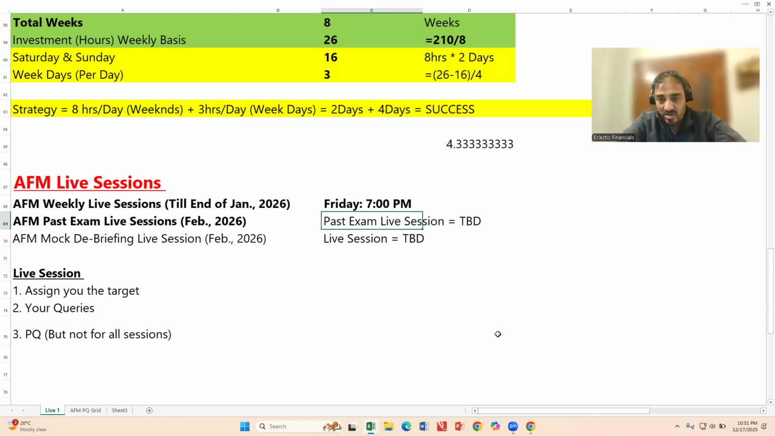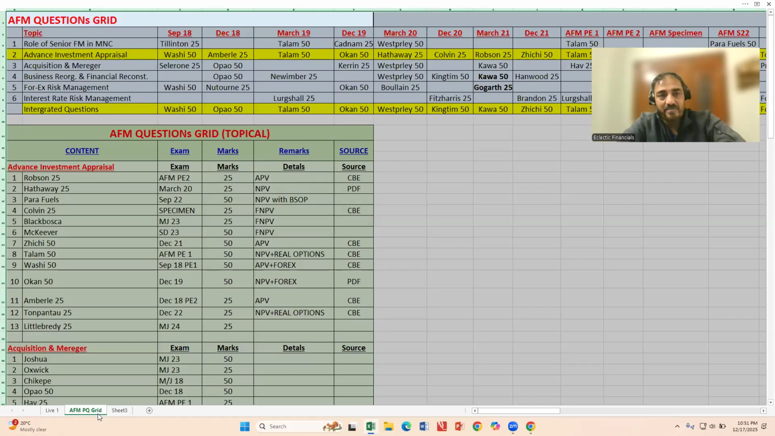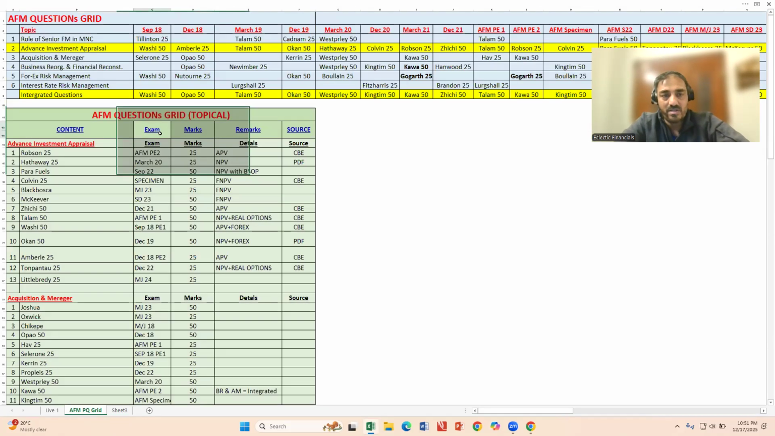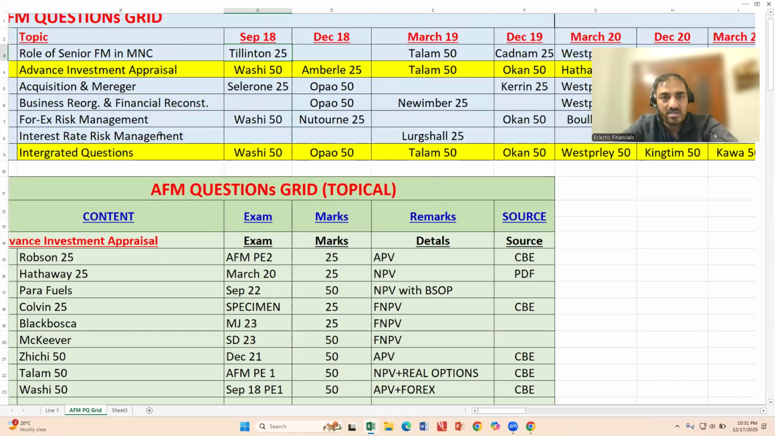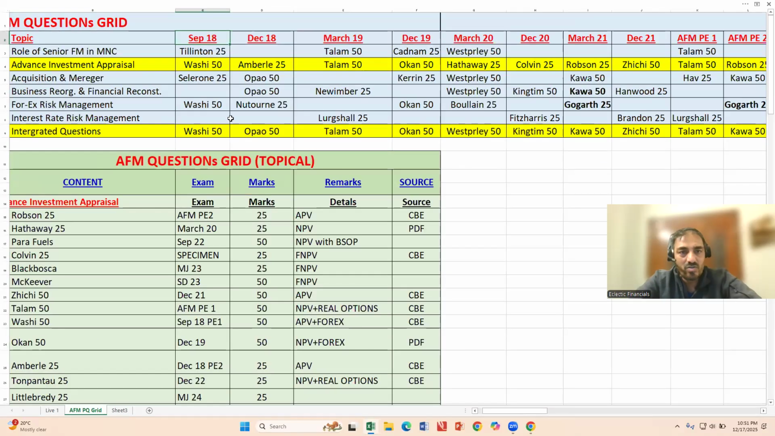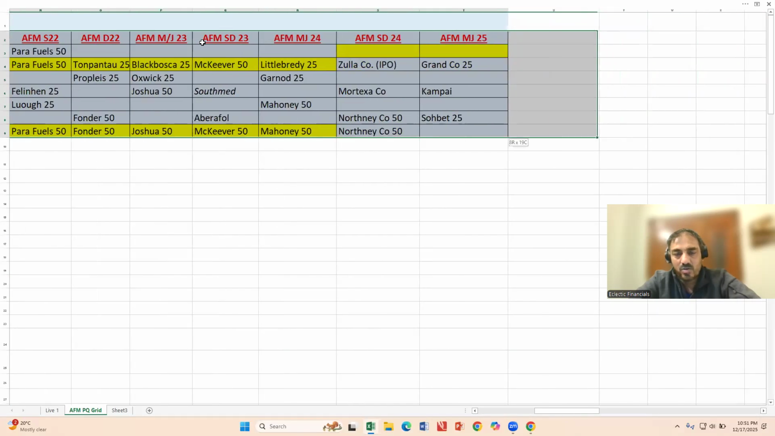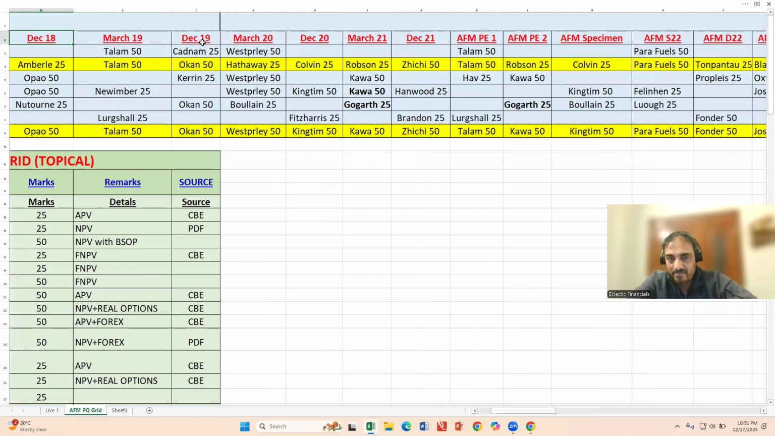By the way, one very important thing. I have made a question grid for you. This is a practice question grid. For example, these are the 6 components of the syllabus, and this is the grid of the questions. The question grid is updated till March and June 2025. But September and December 2025 questions will be available after the December 2025 exam result, so I will add them here.